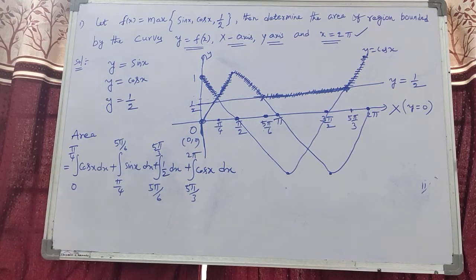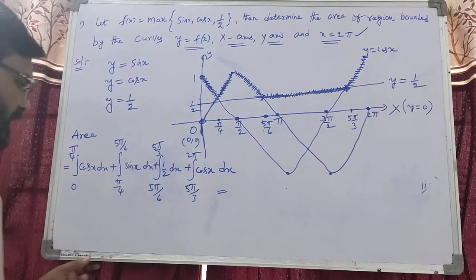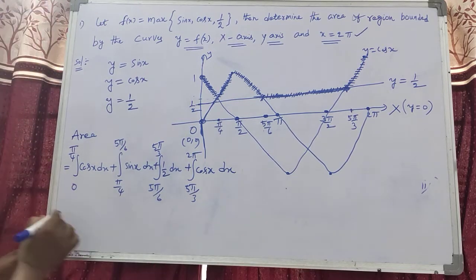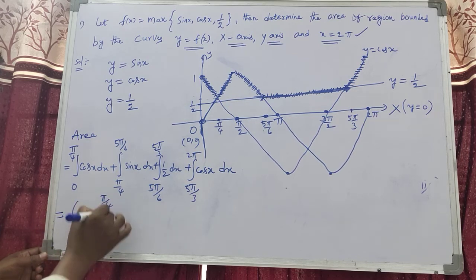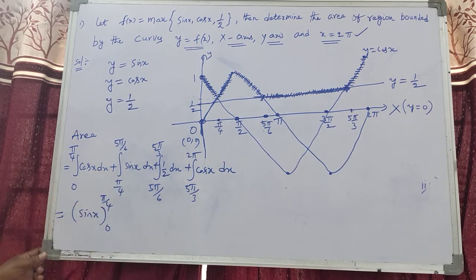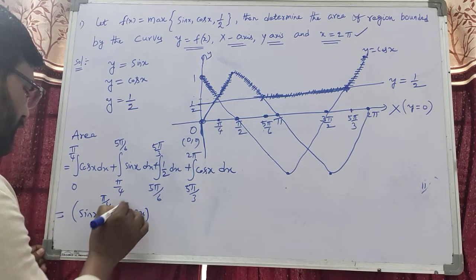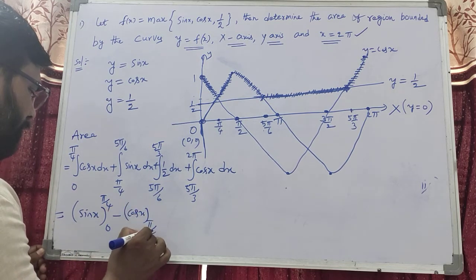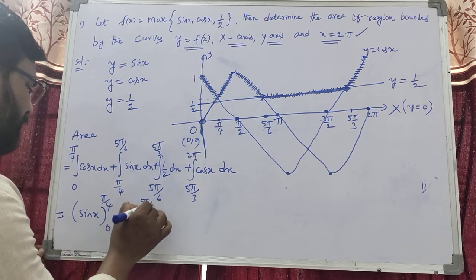Okay students, we have to know the integrals. First, the integral of cos x is sin x, with limits 0 to pi/4. Next, the integral of sin x is minus cos x, with limits pi/4 to 5 pi/6.